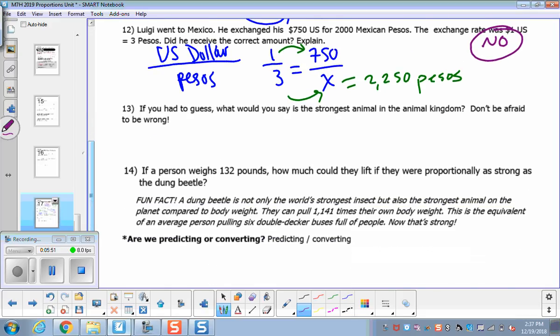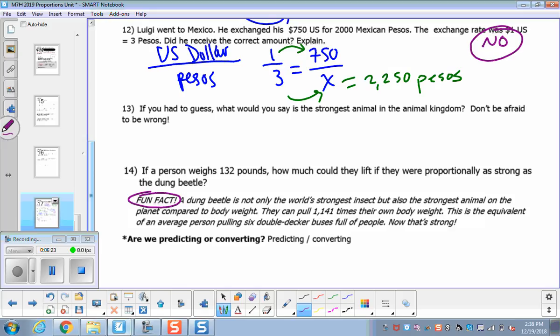Now, the answer is kind of a unique answer if you think about it in terms of what you can carry in relation to your body weight. Now, there's a fun fact out there that a dung beetle is actually not the world's strongest insect, but it is the world's strongest animal if you think about what it can carry compared to its body weight. A dung beetle can pull 1,141 times their own body weight.